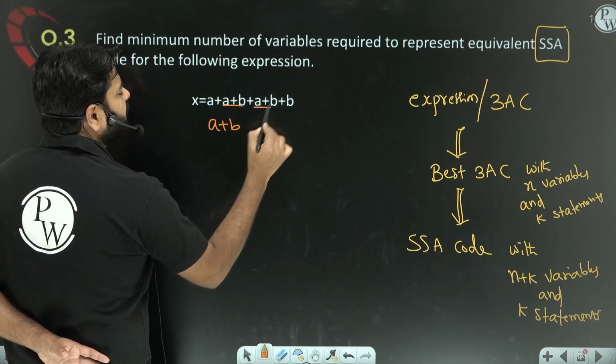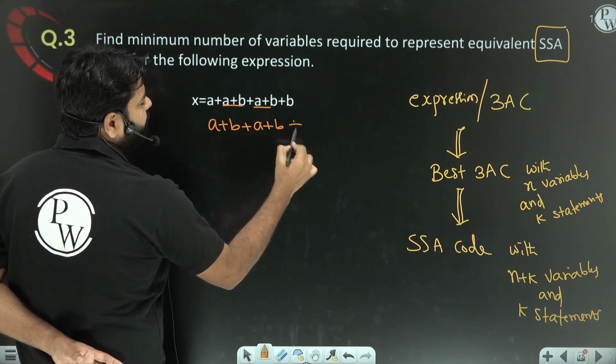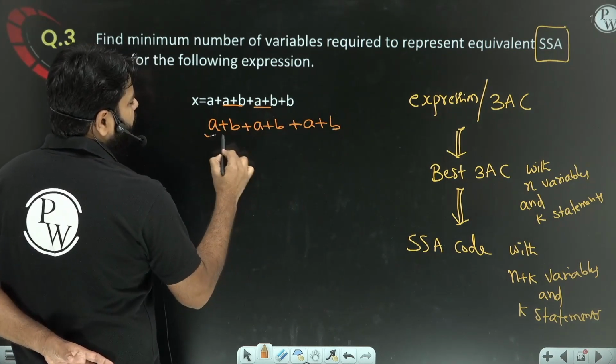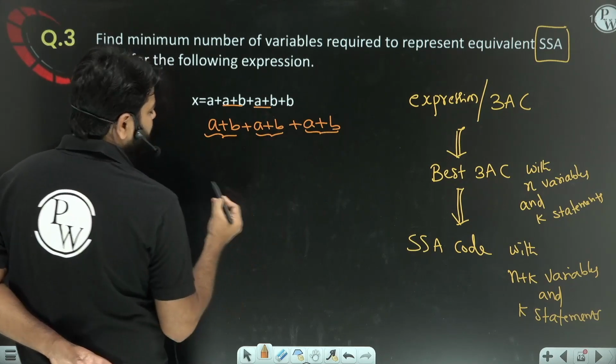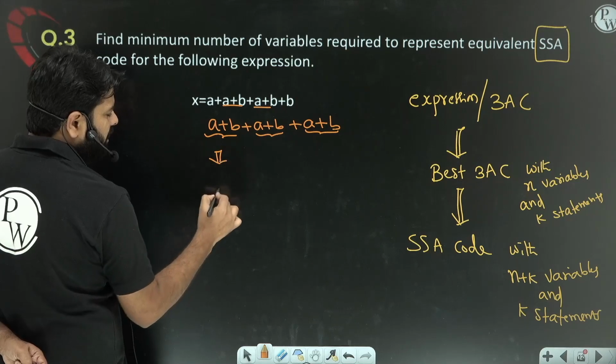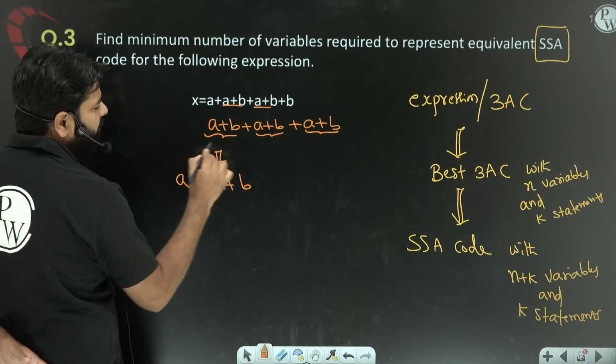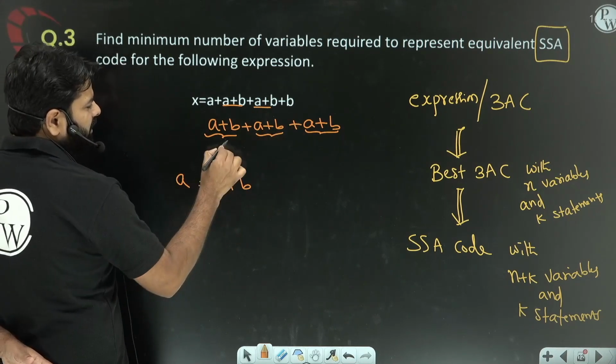So a plus b, and this a you can move to that side. And you have computed a plus b first. So I am writing 3 address code for this, best 3 address code. How did I write? A plus b. I can store in a or b. So let me store in a. This is stored in a now.